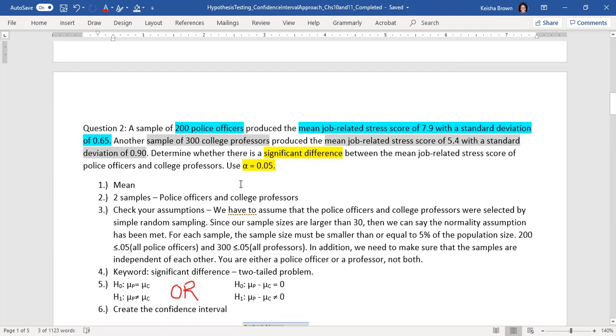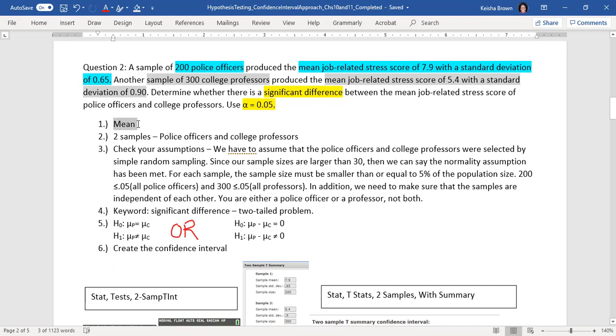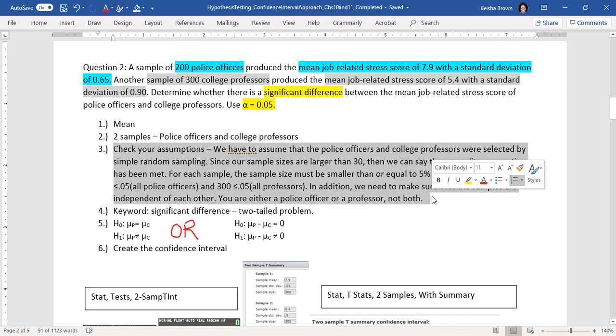We're going to skip over this example. It's a mean problem with two samples. Our approach is the same. You identify your parameter. You identify whether you have one sample or two. You check all of your assumptions, making sure that you look at how the data was selected. Is the shape of your distribution normal? Are the individual samples independent of each other? And do you have independence within each sample in relation to the population?